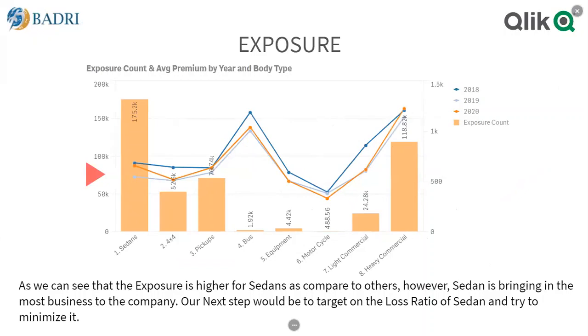There is a clear observation that we have a higher exposure for sedans in comparison to 4x4 pickups, buses, and others, as you can see in the line and bar graph that we have represented. So, keeping it concise, we will target the sedans from now on and drill further into the problem.